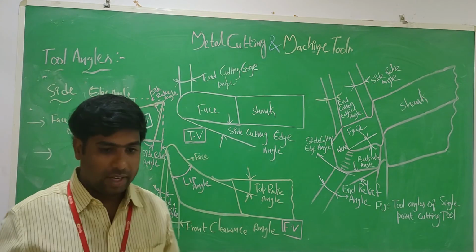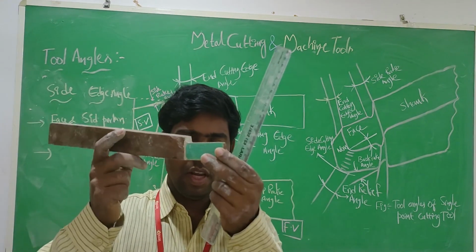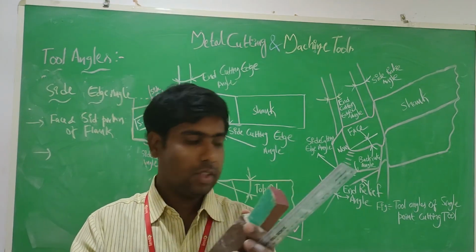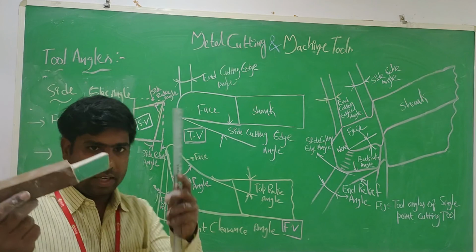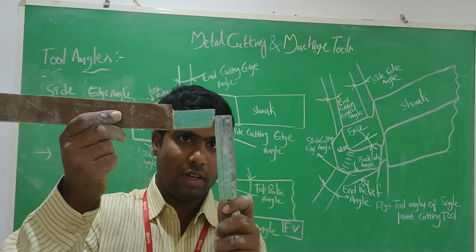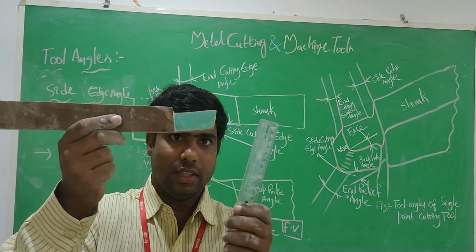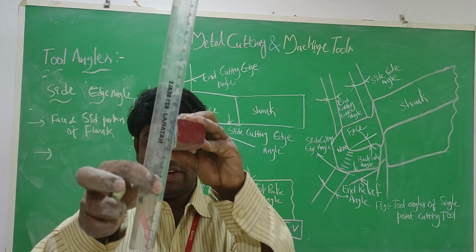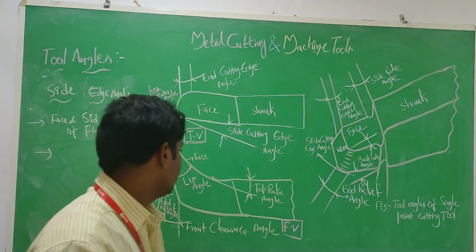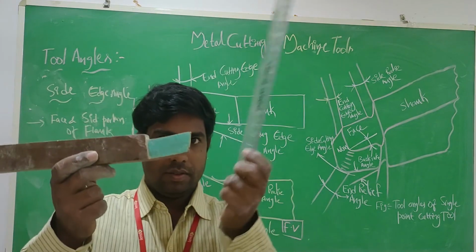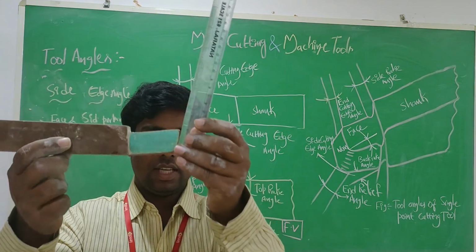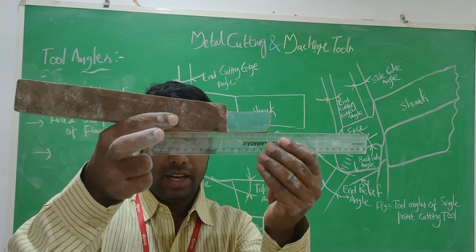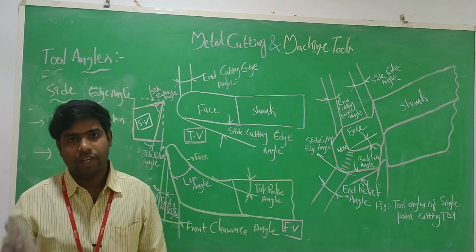Next we have the relief angle. This is the end relief angle, right? This is the relief angle, the front end relief angle. If you are seeing from the side view, this is the side relief angle. Very, very important, okay, friends. After that we have the end cutting edge angle, and this is the side cutting edge angle. So these are the different angles, very, very important.